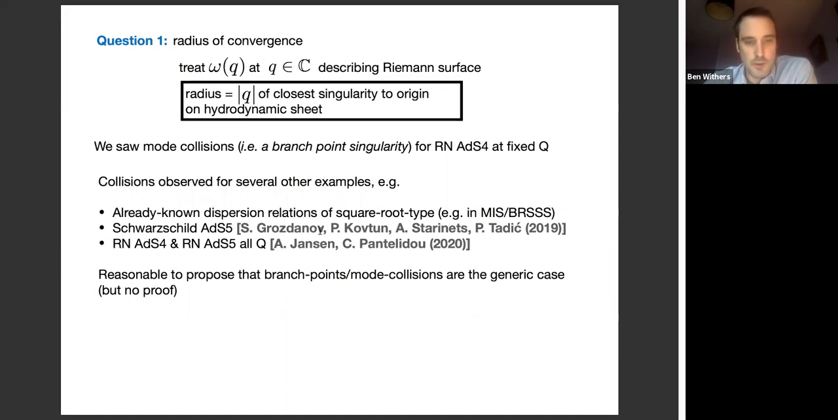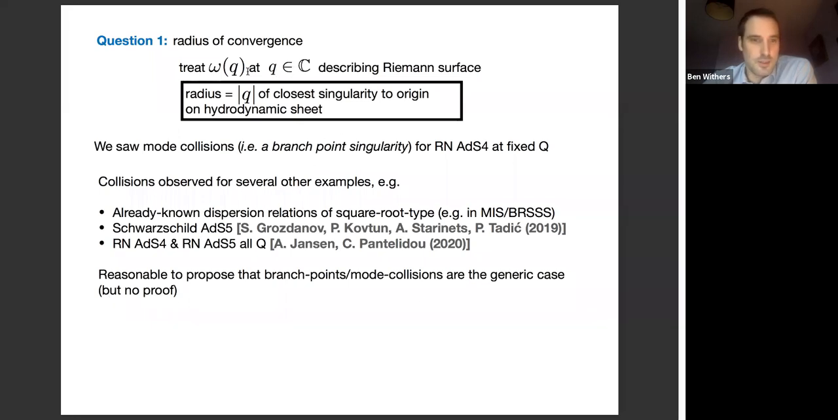And then, as I mentioned, there's this paper by Aaron Janssen and Christiana Pantalidou, where, as we've seen, the results already for AdS4 Reissner-Nordström for all charge, but they also did, I think, AdS5 Reissner-Nordström for all charge. So it seems reasonable on the back of this sort of evidence to propose that the radius is set by these branch points, these square roots, these mode collisions. But I wouldn't say that there was a proof yet.